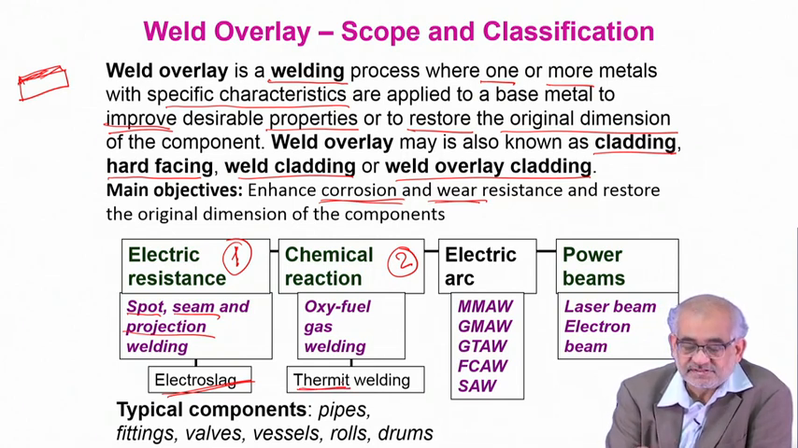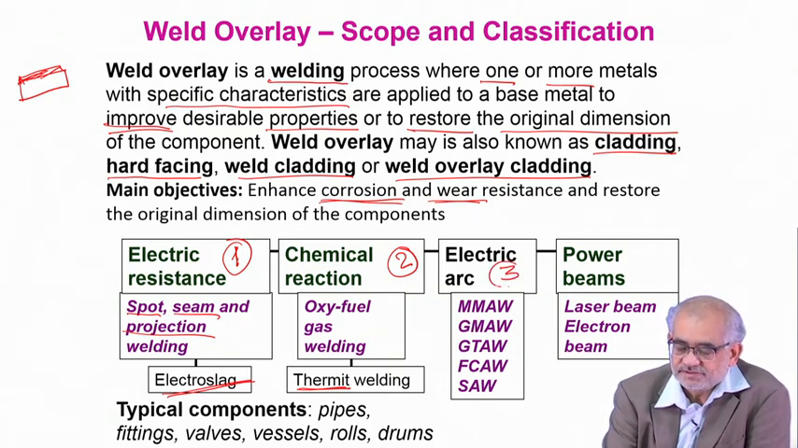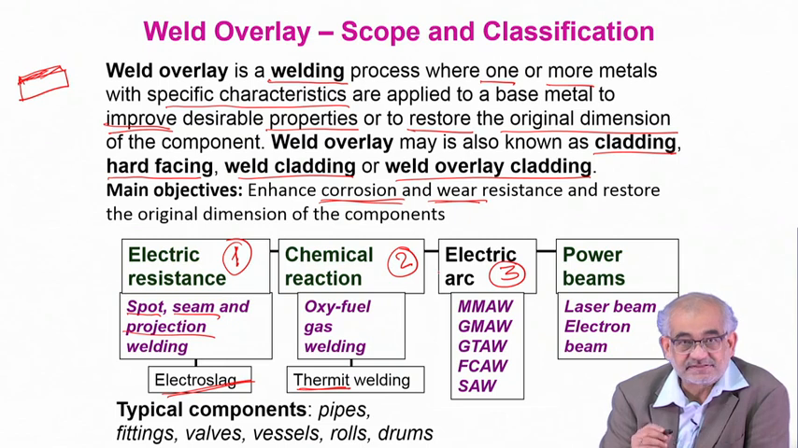But the important distinction here is that you not only heat through the gas torch, but you also make use of the exothermic heat of reaction, which is liberated during the heating process. A more popular and very widely used technique is the electric arc based techniques.